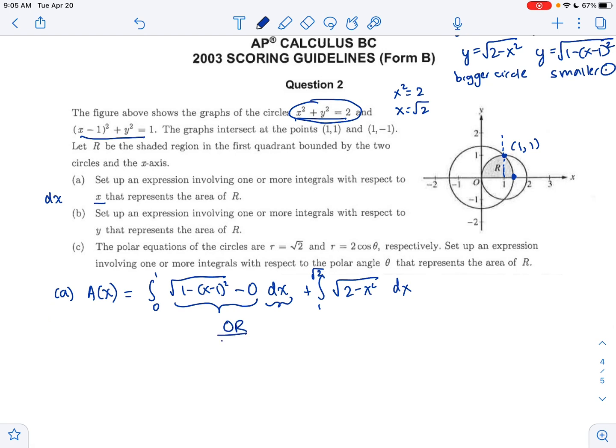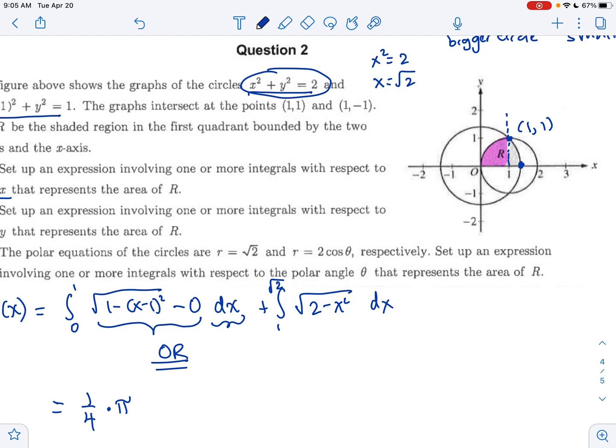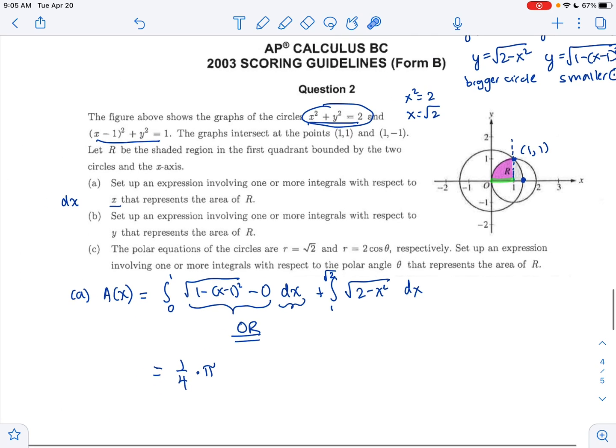The other solution that they provided was in recognizing that what I'm highlighting in pink here actually represents a quarter of a circle. So using geometry, you know that the area of a quarter of a circle formula would be 1/4 pi r squared, and the radius of that smaller circle happens to be, let's see, it's 1, right? So the length of this radius here is 1. So 1/4 pi, and then 1 squared.